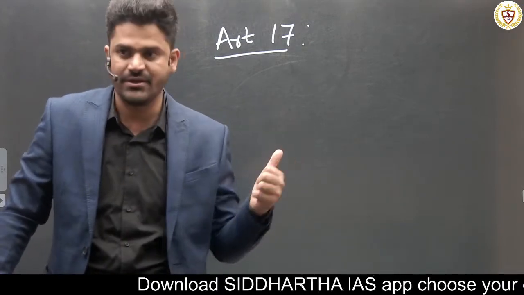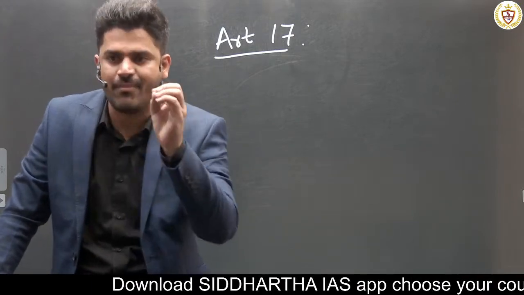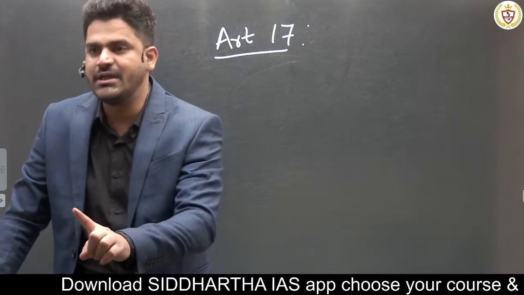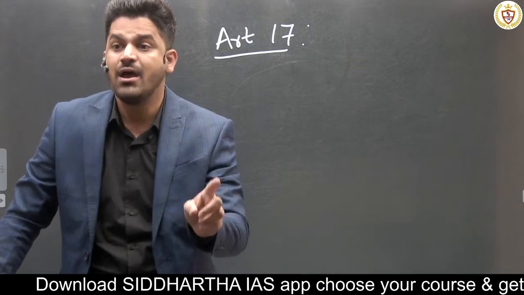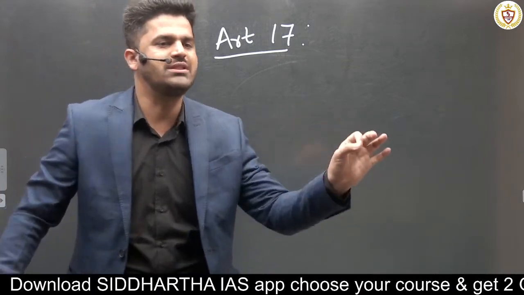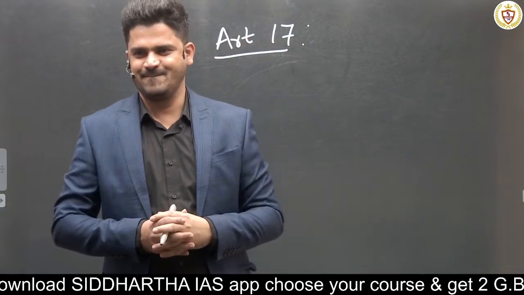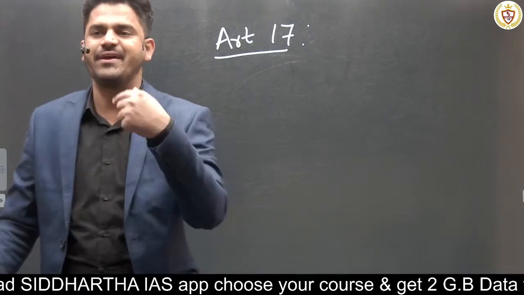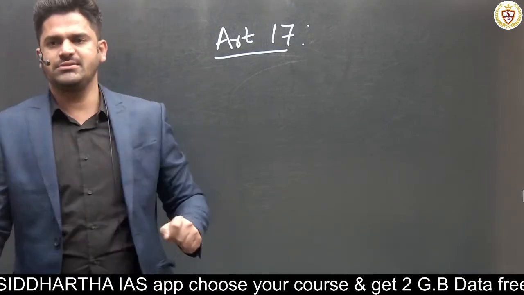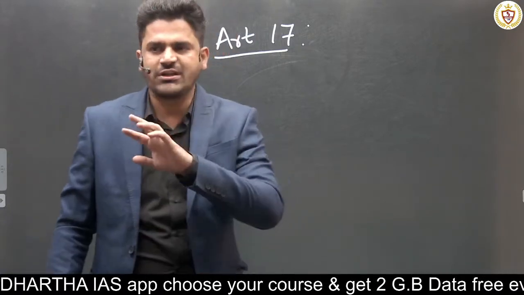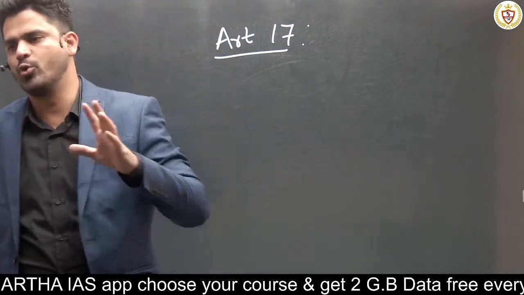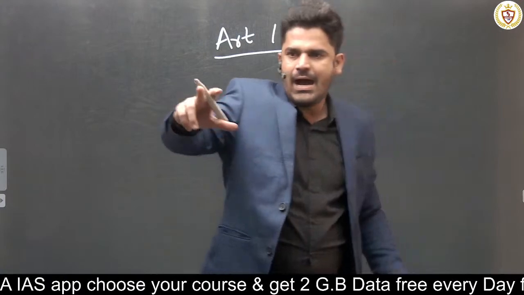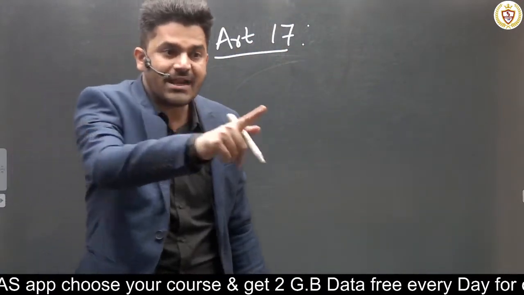Next sentence under Article 17. Enforcement of any disability arising out of practice of untouchability shall be an offense punishable in accordance with the law. Now, Article 17 is an example of non-self-executory fundamental rights. Why? Because it is not capable of its enforcement on its own. Why? Because in order to get the fundamental right of untouchability enforced, Parliament has to pass a law.